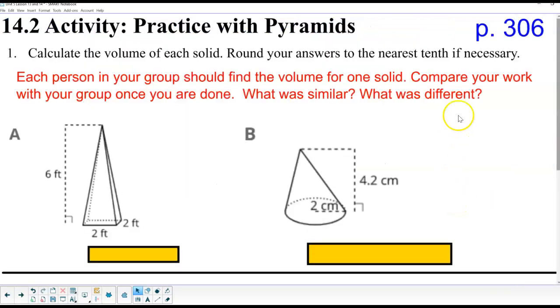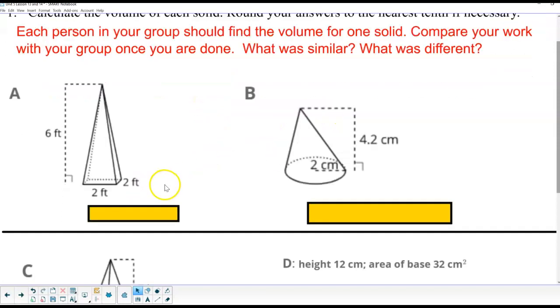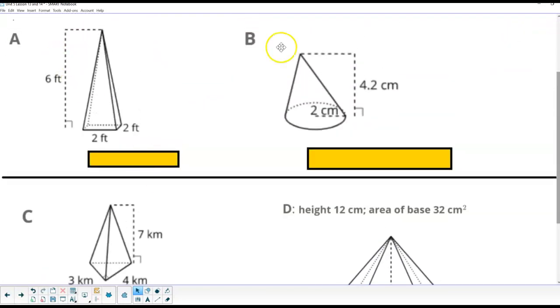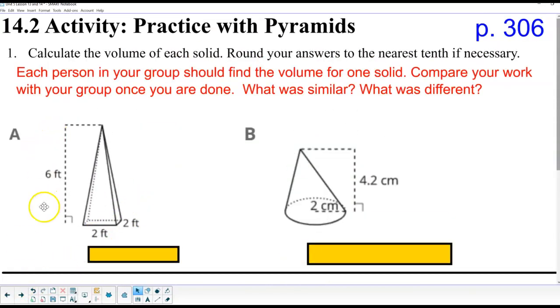All right, so the next thing we're going to do is jump to page 306, 14.2. What I would like you to do is take this idea that we just determined, the volume formula for anything that has an apex: take the area of the base times the height and cut it into 1/3, or divide it by 3. Each person in your group should find the volume of one of the solids, and compare your work with your group when you're done. What was similar, what was different? So go ahead and divide this up, A, B, C, and D, and we'll give you about 3 minutes on this to complete your work and then compare your answers. So we'll hit pause for now.